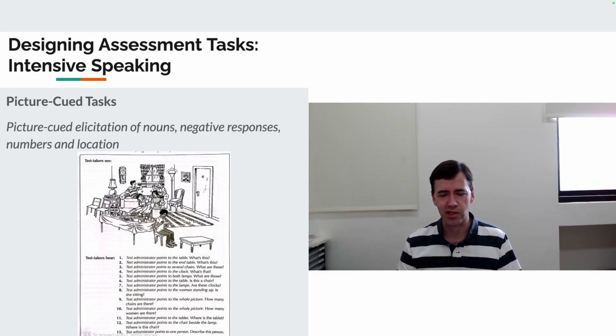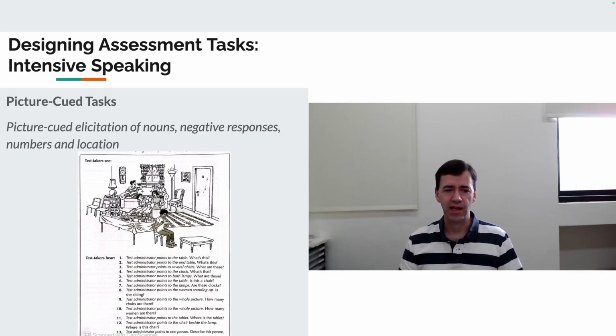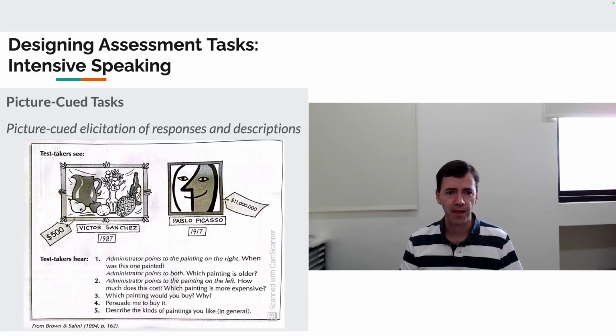So at least the lower level students could get something in the beginning. And this type of test, as they get more difficult, you may find that after question 7 or 8, some students can't continue because they just can't answer anymore. Okay, this is another picture cued elicitation. This time it is responses and descriptions. So you can see these are a little bit different.